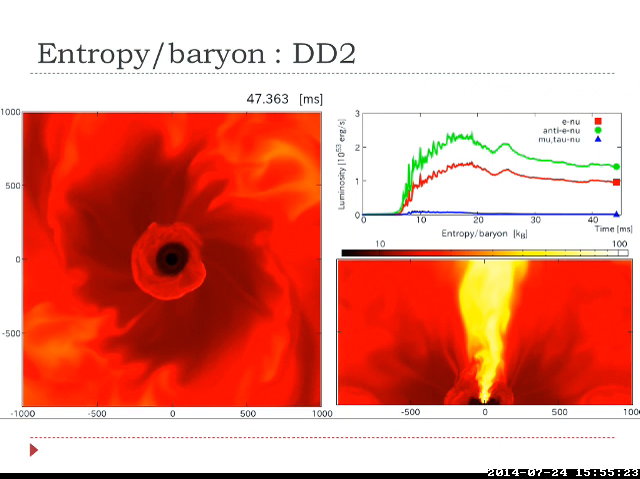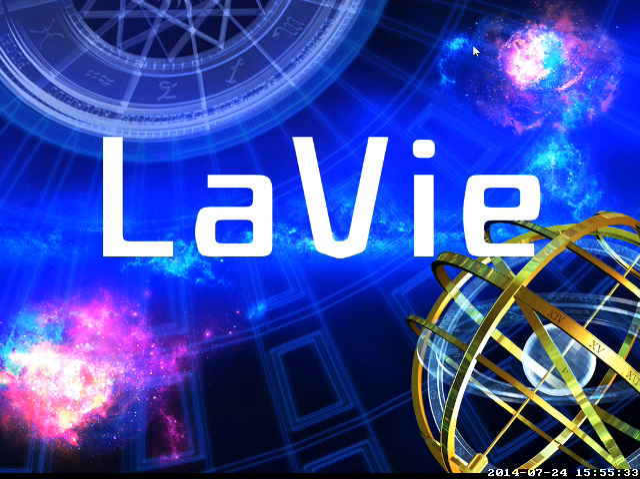So this correlation between dynamical ejecta and neutron star radius is because the softer equations of state result in higher temperature.